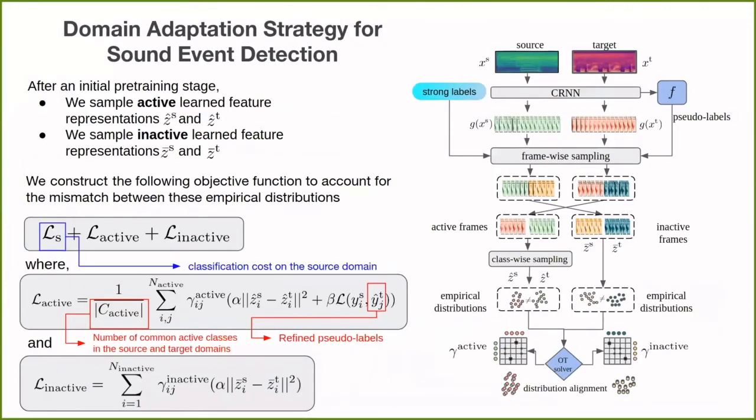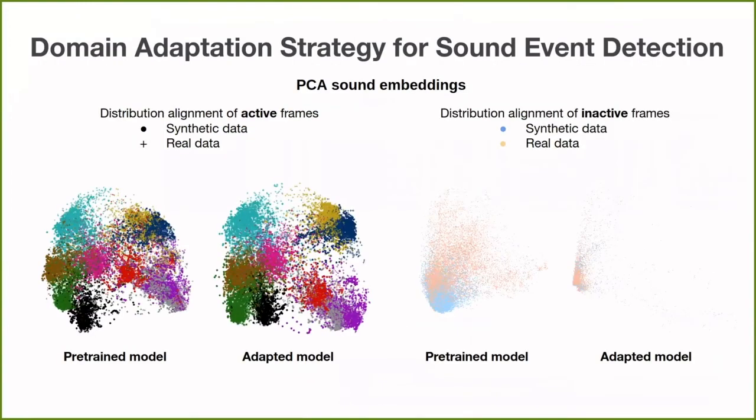More specifically, for the task of sound event detection, after an initial pre-training stage, we sample active and inactive learned feature representations of synthetic and real soundscapes and construct an objective function to account for the mismatch between these empirical distributions. Following the previous adaptation procedure, we are able to reduce the mismatch between the distributions of active and inactive frames of synthetic and real soundscapes.